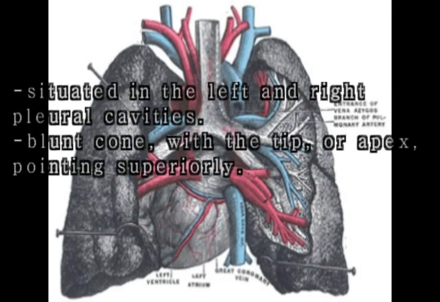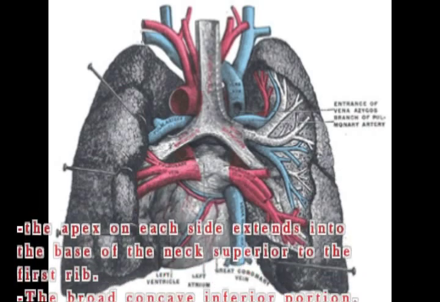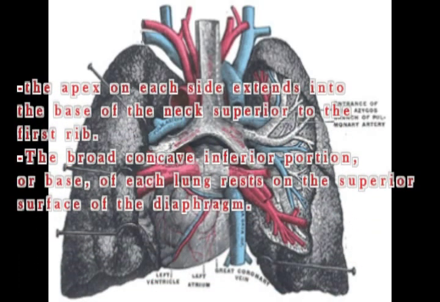Left and right lungs are situated in the left and right pleural cavities. Each lung is a blunt cone with the tip, or apex, pointing superiorly. The apex on each side extends into the base of the neck, superior to the first rib. The broad concave inferior portion, which we call the base, of each lung rests on the superior surface of the diaphragm.